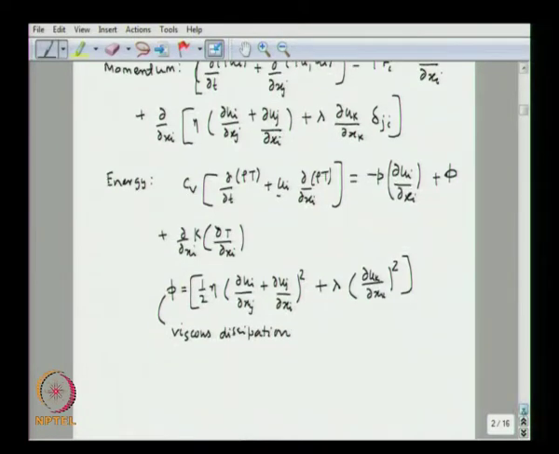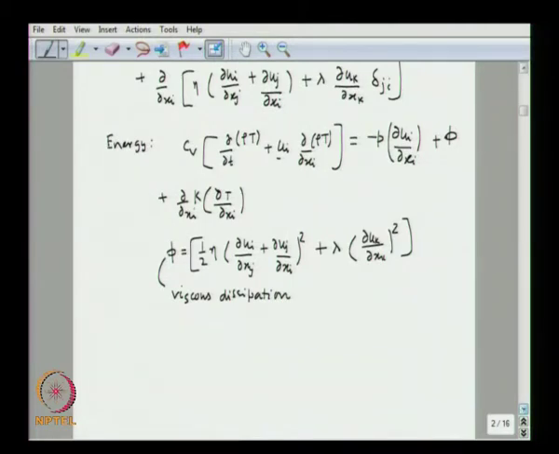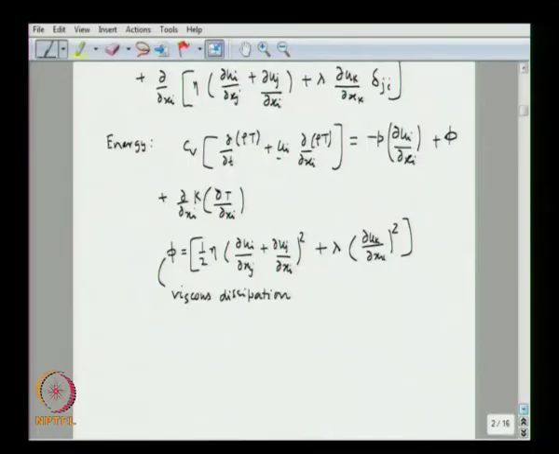Okay. So, now we have 5 equations and 5 unknowns. What are those unknowns? Our unknowns are the 3 u_i's, the pressure, and the temperature. So, these are 5 unknowns, and we have 5 equations, so we can solve that. Okay. So, after that let us move on to talk about liquid flows.